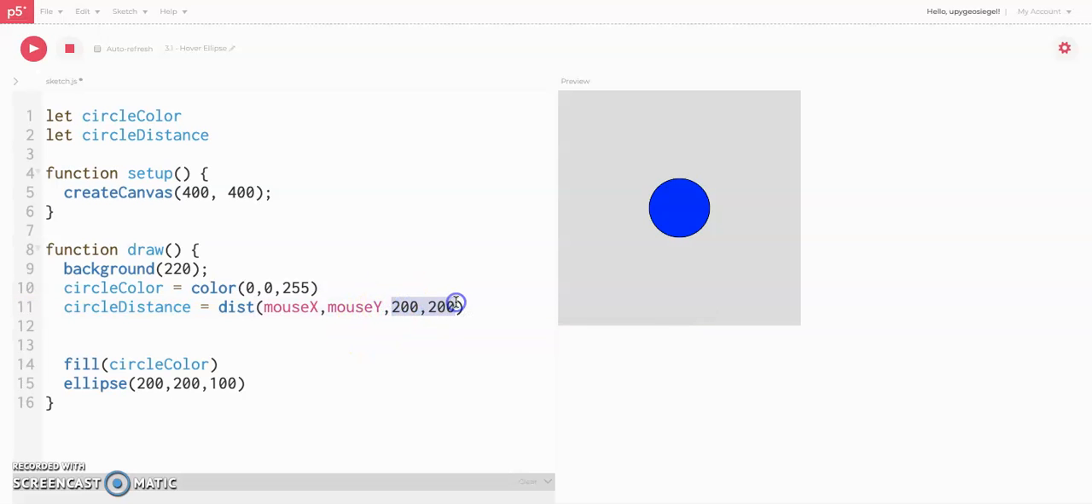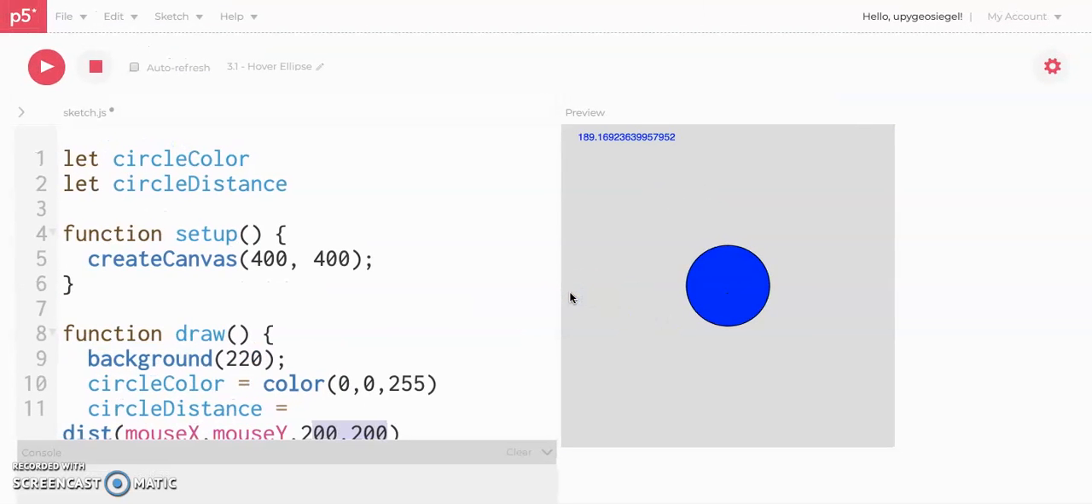Now where did 200, 200 come from? That's right, that's the center of the ellipse. So I'm going to find out the distance between my mouse and the center of the ellipse. That'll tell us how far they are. And just to show it on the screen, we're going to say text, and let's put circle distance, and we'll put that at 20, 20 like we usually do. So remember, circle distance is just a variable that tells us how far my mouse is from the center of the circle. And I'm going to zoom in a little bit over here.